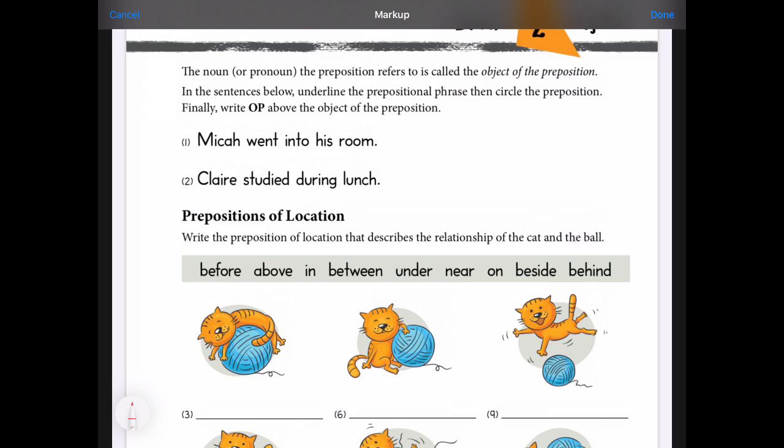Now, if you flip your page over, or if you remember your preposition words, into is the preposition. It says here, circle the preposition, but we have to underline the entire prepositional phrase. So this whole thing, into his room, is the phrase, and this is the preposition. And OP is room, because that's the object. That's where he's going, I guess. Number two, Claire studied during lunch. During lunch is the whole prepositional phrase. The preposition is during. This one is time. That one is location. And the OP, she's doing it at lunch.